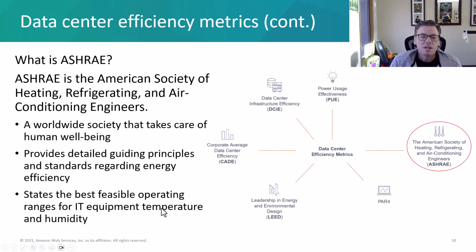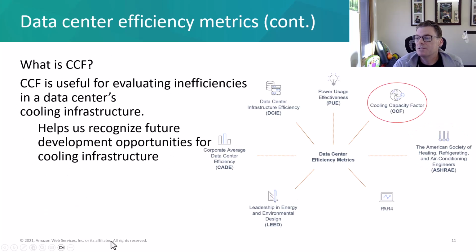All right, ASHRAE, the American Society of Heating, Refrigeration, and Air Conditioning Engineers. This is a worldwide organization that basically sets guiding principles and standards around energy efficiency of HVAC systems. This is going to tell us what the best feasible operating ranges for our equipment temperature and humidity are going to be. So again, this is another good metric that we're going to want to be aware of, and make sure that we are conforming to their best practices.